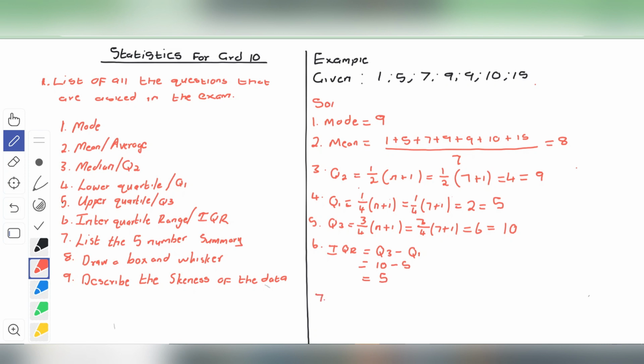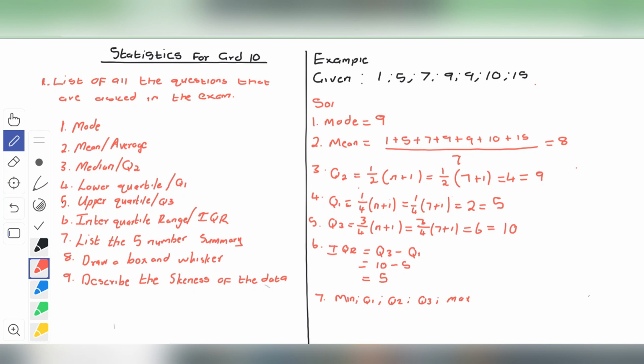So now we are coming to listing the 5 number summary. How do we list the 5 number summary? The 5 number summary is represented by its minimum, its Q1, Q2, Q3, lastly its maxima, right? So whenever they want you to list the 5 number summary, you need to write down the value of the minimum, the value of Q1, the value of Q2, the value of Q3, and the value of what? Of maxima.